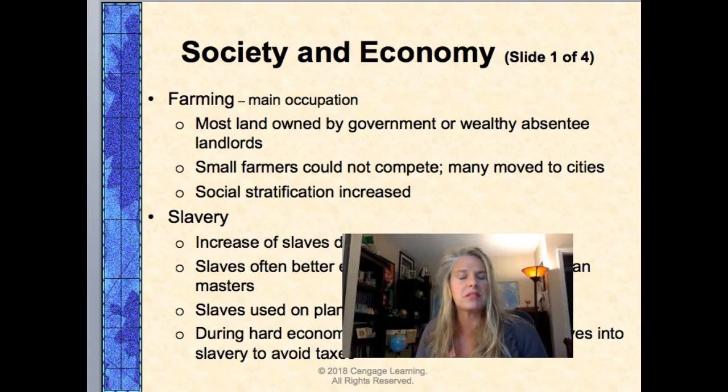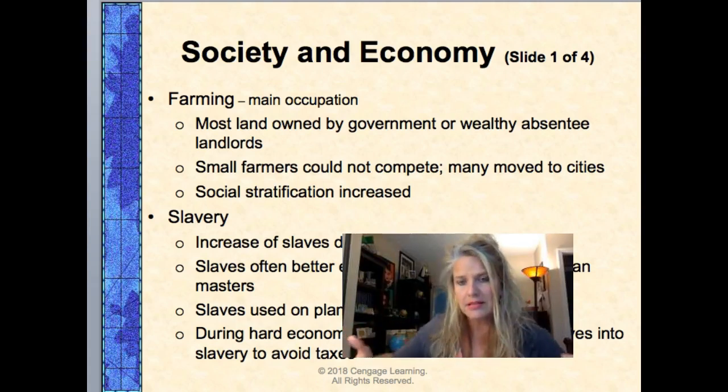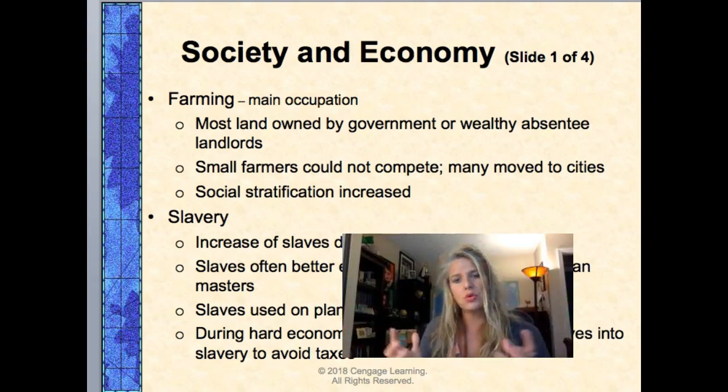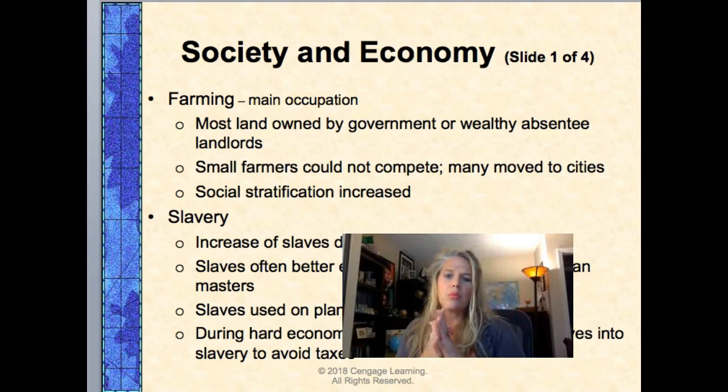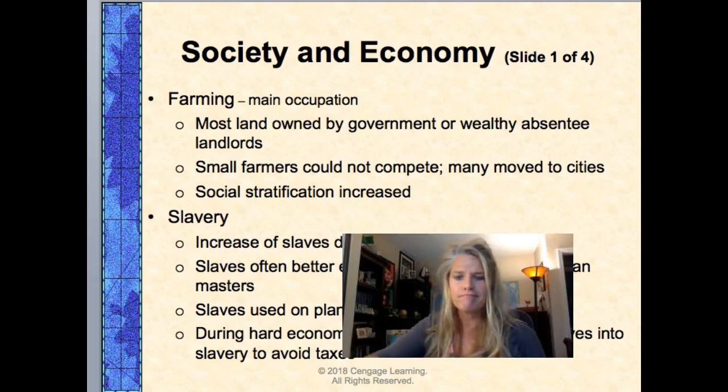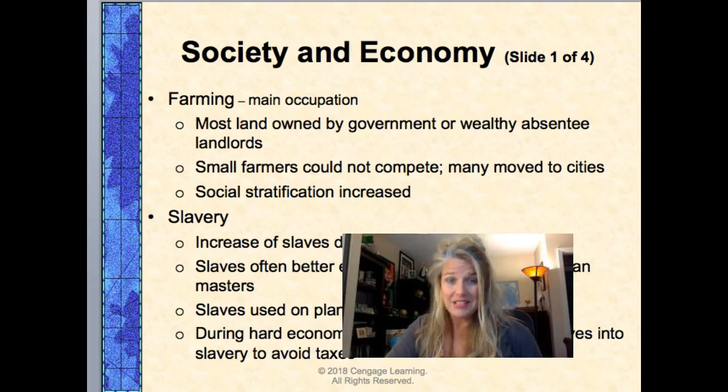Because they seem to be expendable lives. You don't see any racial slavery. That's later. But you can start to see this sinister kind of twist to it, where they're no longer human beings. Okay. Some people sold themselves into slavery to avoid taxes. Wow.